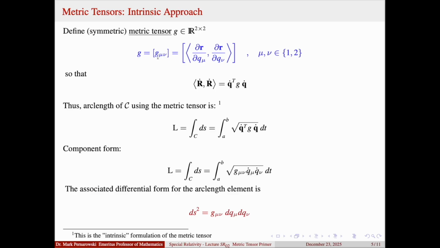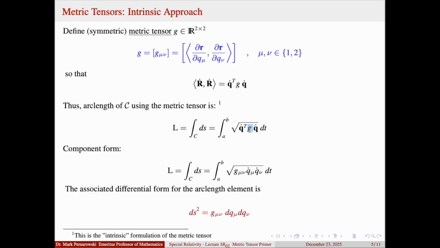If you define that 2 by 2 matrix that way, then the r dot inner product is the vector q dot times the matrix G times q dot. And then you can write the length of the curve as the square root of this last expression. So to find the length of a curve in this manner, you take this matrix G, which is called the metric tensor, you perform this operation, take the square root, integrate dt, and that gives you the length of the curve.